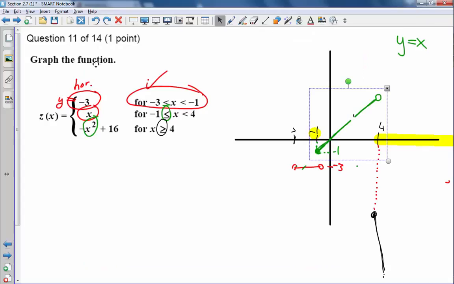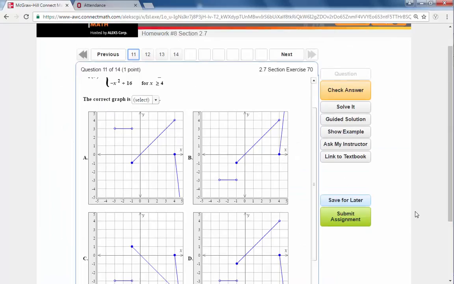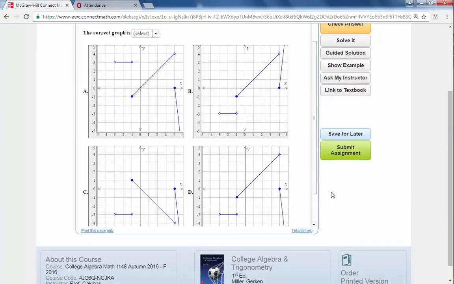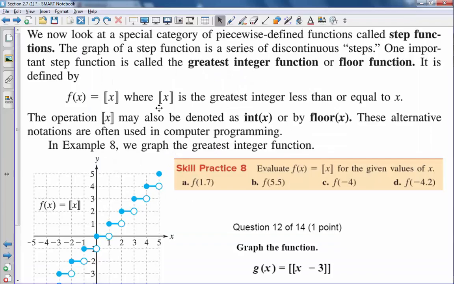Alright, until it loads up, let's take a look at the next question. We're stuck. Okay, here we go. So which one is more familiar to? Alright. I made a mistake, it looks like.